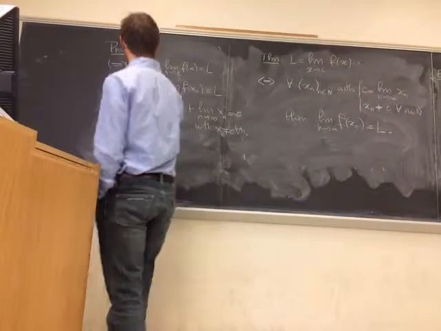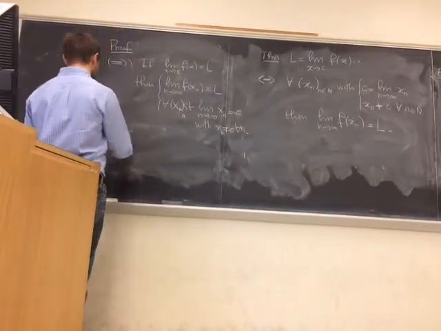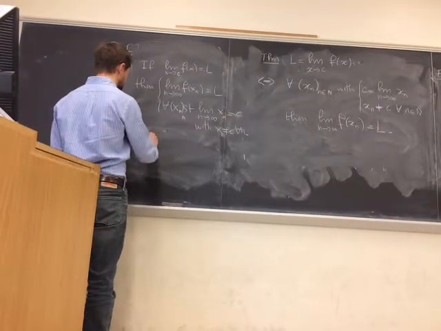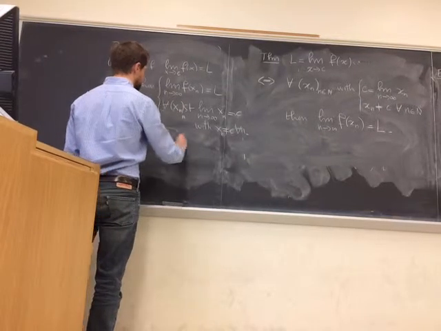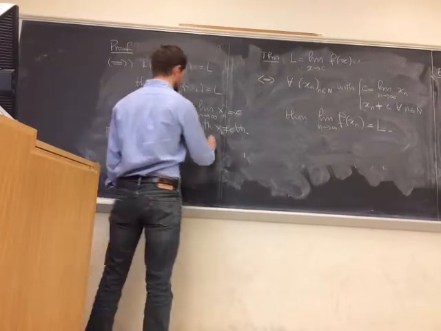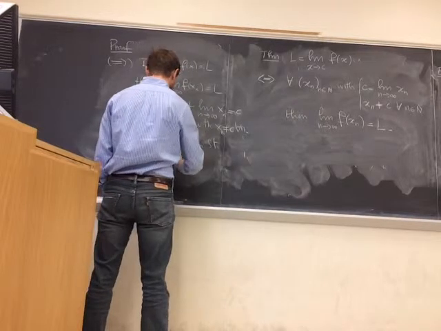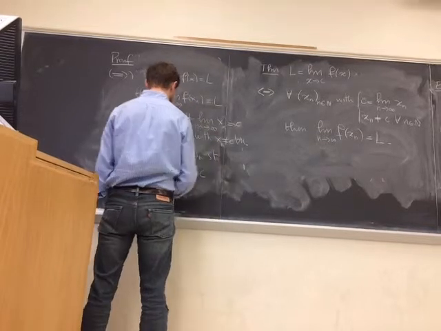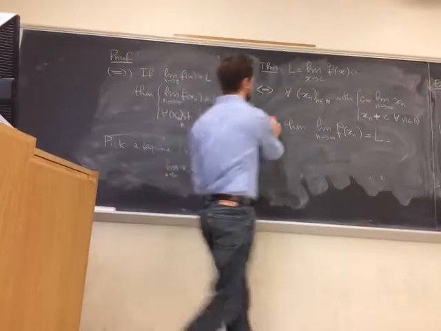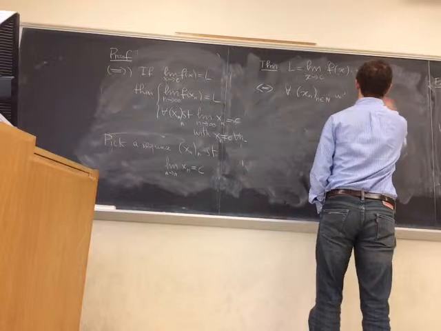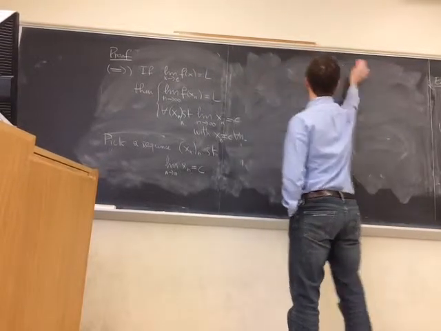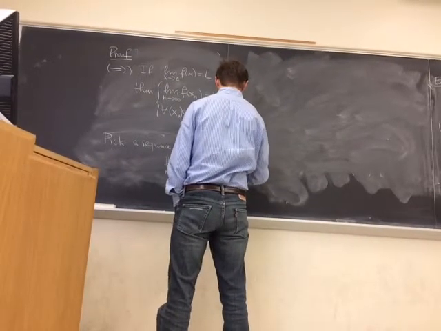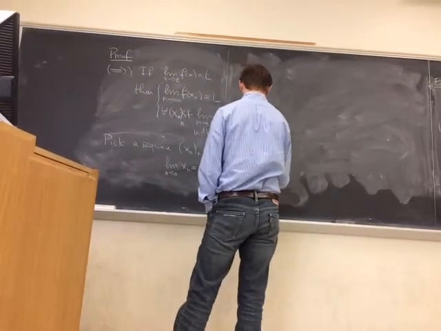So let's prove this. Let's prove that if the limit exists, then for every sequence, okay, so how would we argue? So first of all, pick a sequence xn such that the limit as n goes to infinity of xn is equal to C. Next, pick your favorite value of epsilon, positive.